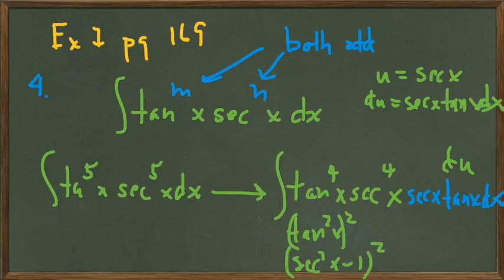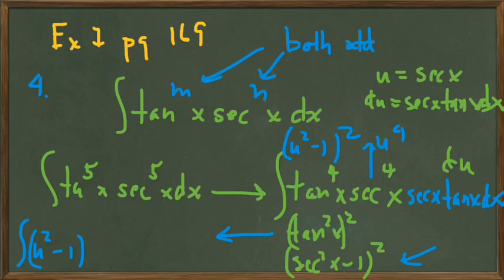So when we convert everything over to u, the secant to the fourth becomes u to the fourth, and the tangent to the fourth, because it is secant squared x minus 1 squared, is u squared minus 1 quantity squared. And so the integral is just that: u squared minus 1 quantity squared coming from the tangent to the fourth, u to the fourth coming from the secant to the fourth, and then the du coming from the secant x tangent x dx. So we pick that up on the next blackboard.